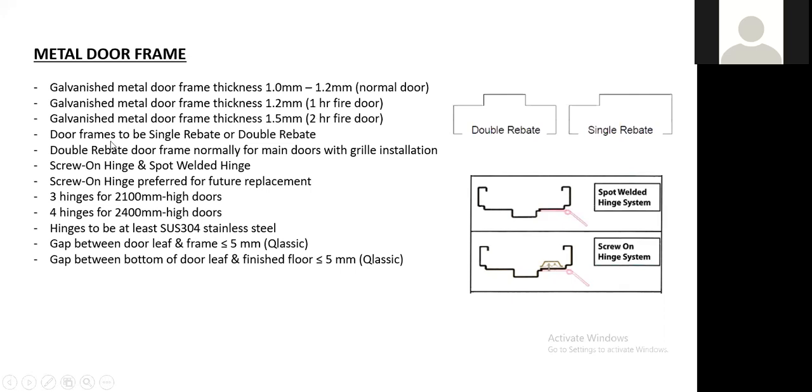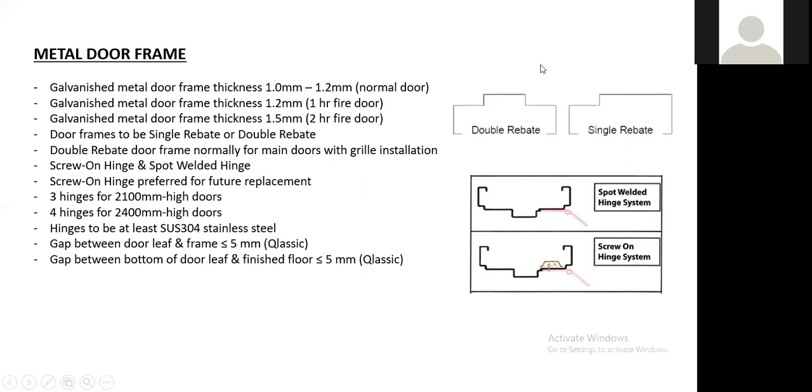Okay, so door frames: single rebate or double rebate. Normally, if we do not spec, the supplier will give double rebate. For bedrooms and bathrooms, it's normally just one door only, isn't it? So in our door details, we can show single rebate instead of double rebate. Double rebate, where we can use it, is for the main door.